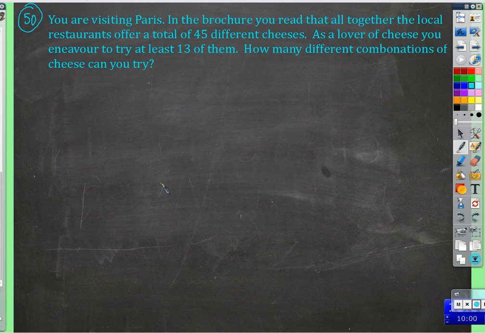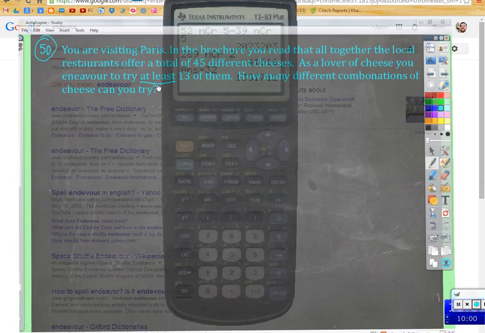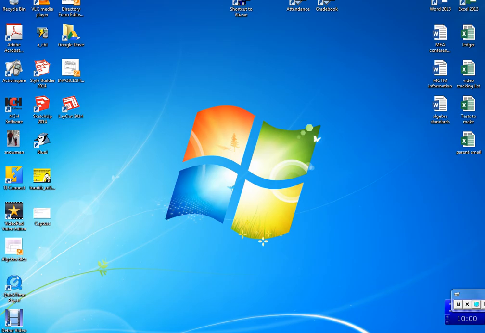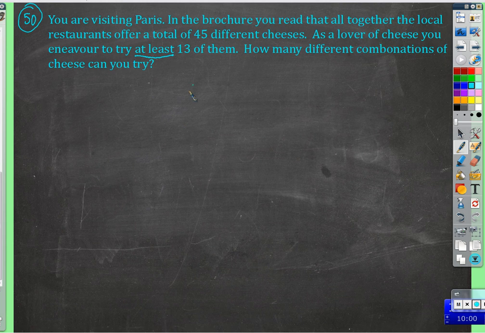So I included this one because I wanted to talk about the wording that they used. Notice it says "at least." And if I didn't have the teacher's manual, I would interpret that to be similar to the problem with at least one spade. Try 13 of them, or try 14 of them, or 15, 16, 17 of them, and calculate all the way out until you try all 45 of them.